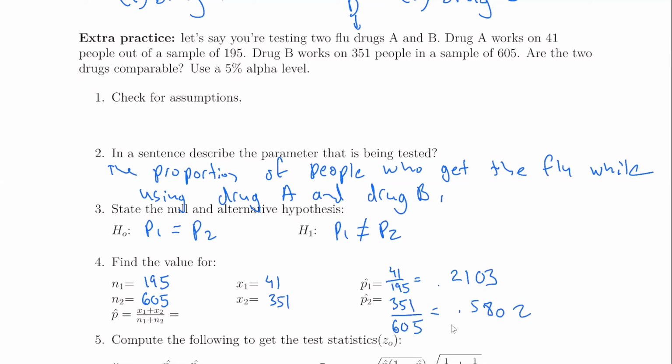So we're going to say P hat. P hat is X1 plus X2, which is 41 plus 351, all divided by N1 plus N2, which is 195 plus 605. So 41 plus 351 is 392, divided by 195 plus 605, and you get 49%, or 0.49.